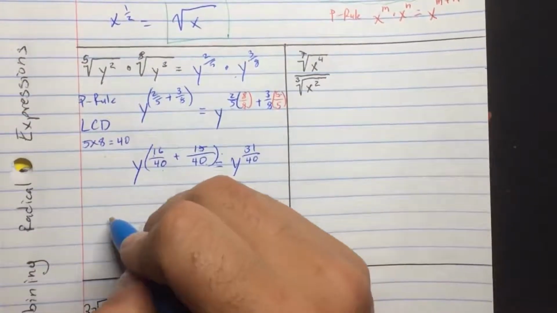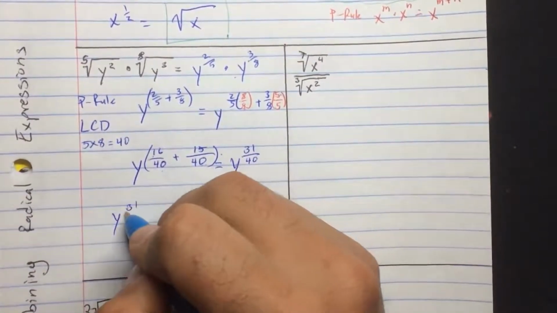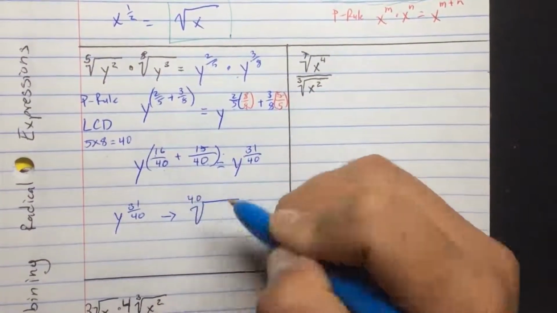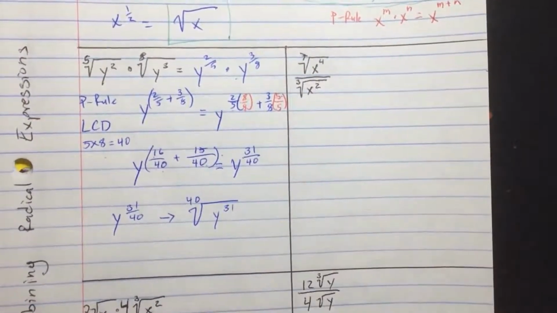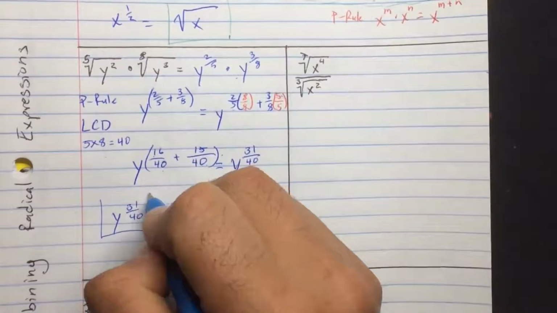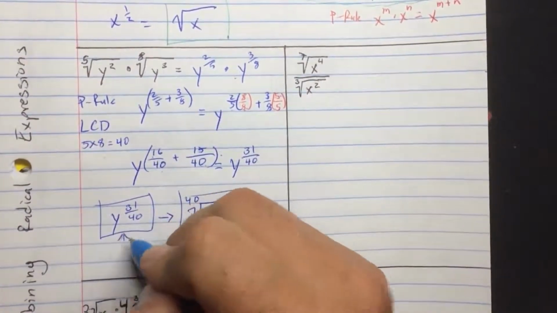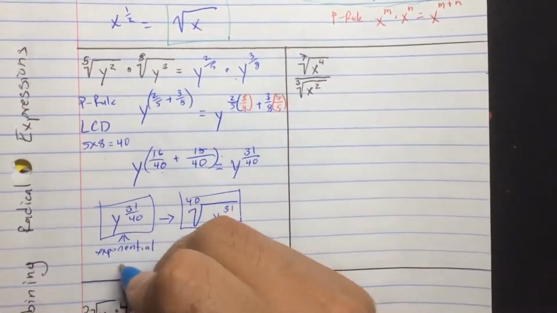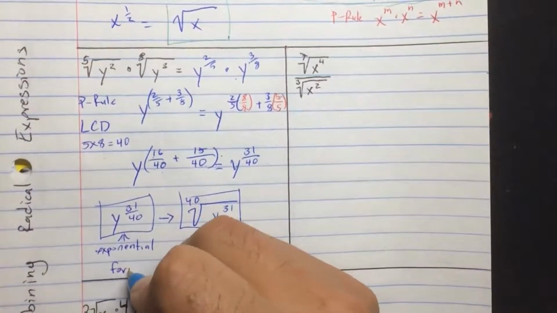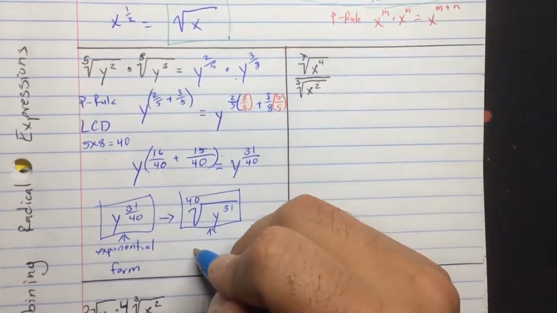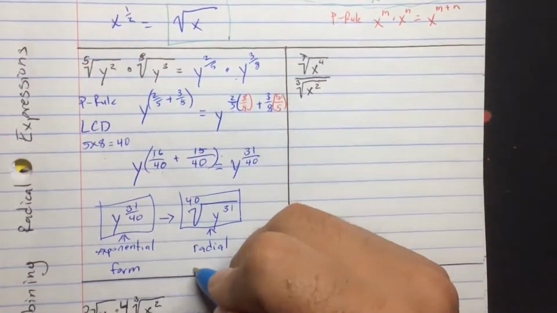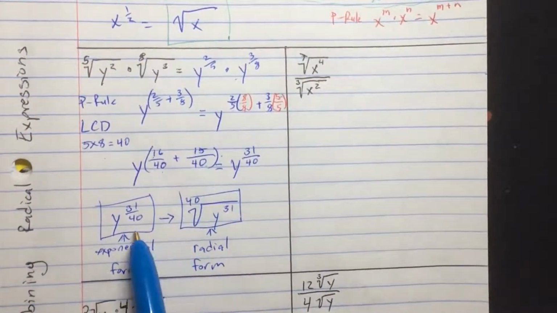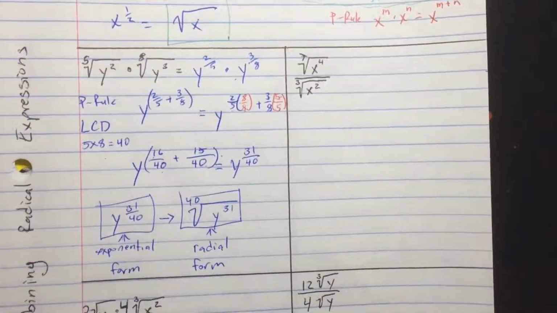So I'm just going to write this again here. So we have y to the 31 over 40, and this will convert to the 40th root of y to the 31st power. And just to remind you how this works, these are our two answers here. This one here is going to be our exponential answer, or exponential form, I guess you can say. And this right here is going to be our radical form. So depending on what the question is asking for, you need to pay attention if it either wants the exponential form or the radical form.